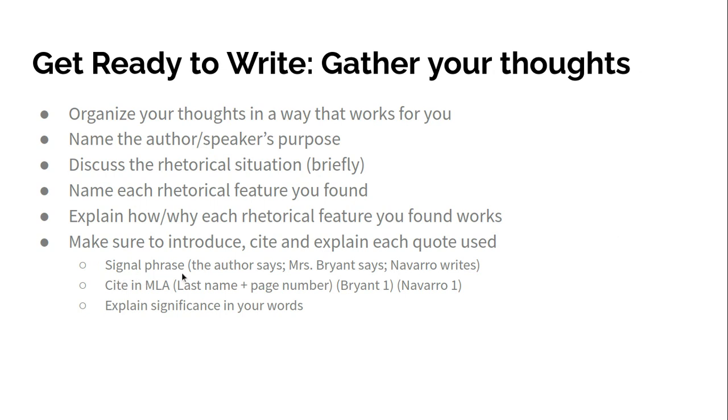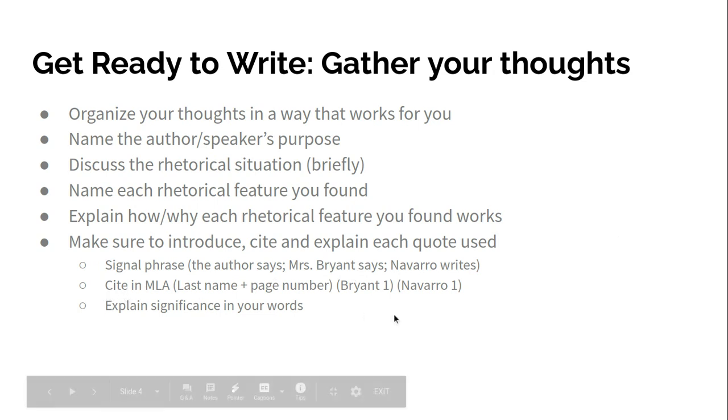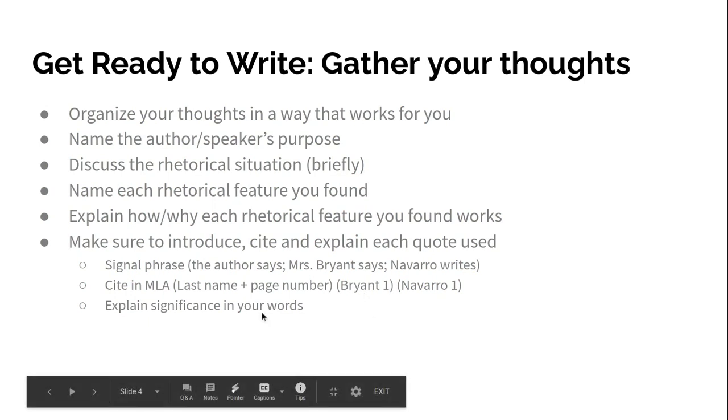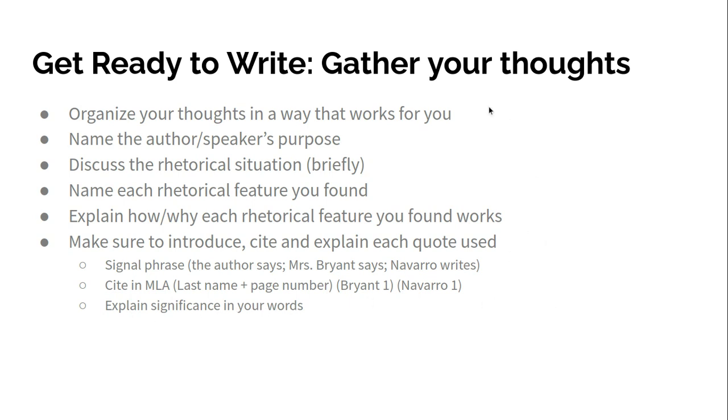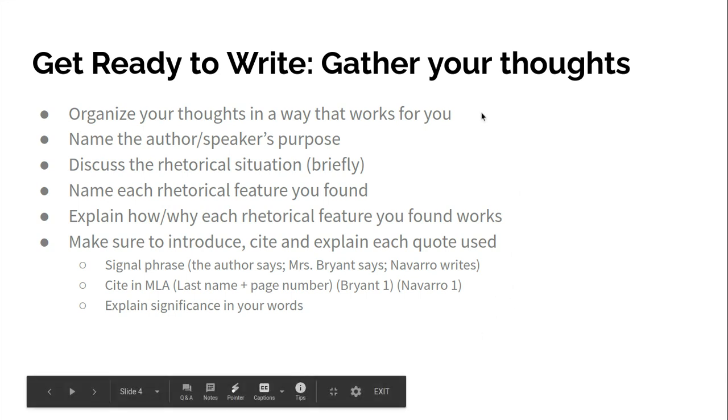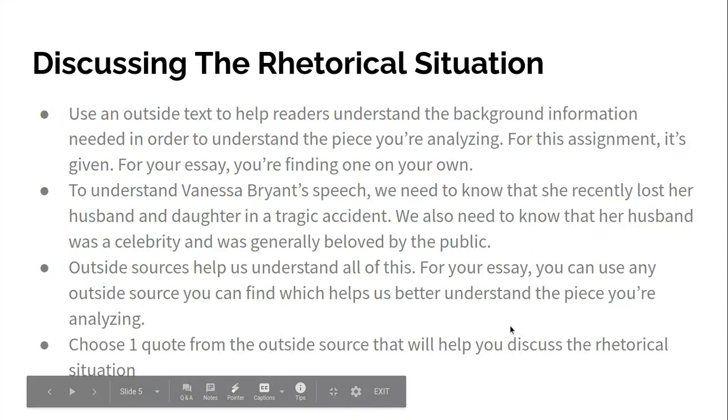So remember that we have this signal phrase where it's like the author says, Mrs. Bryant says, okay? And then after the quote, cite in MLA. That's the last name plus a page number, such as Bryant 1. And then explain the significance in your words. So these are just sort of some general goals that we're looking to accomplish when we get to writing about this.